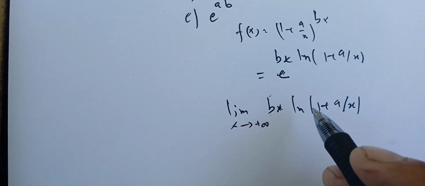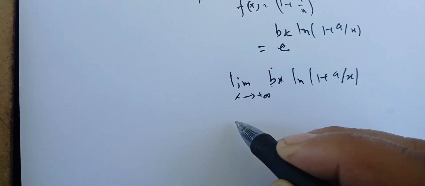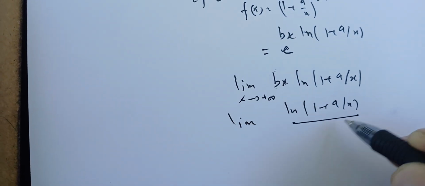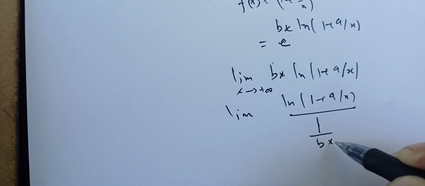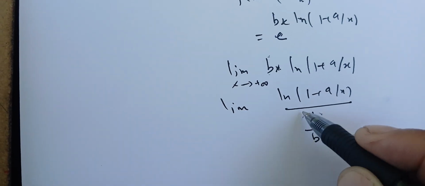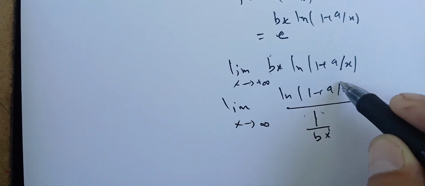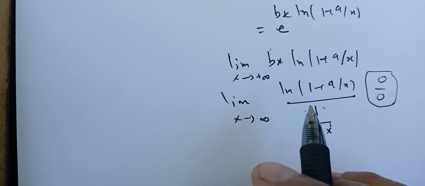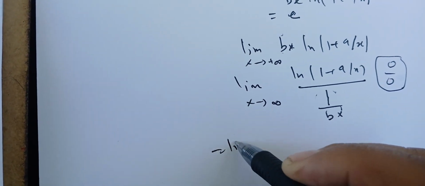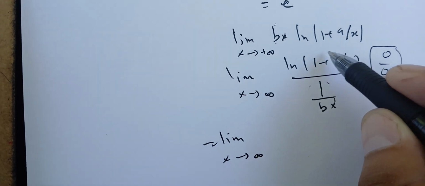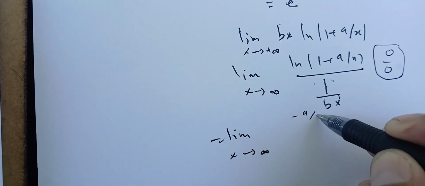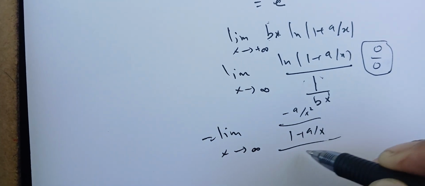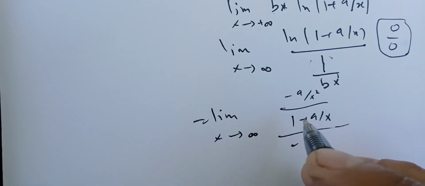We can't conclude. But if we write it this way, ln of 1 plus a over x, over 1 over bx, we have 0 here as x goes to infinity, and we have 0 below. So we have 0 over 0, and now we can use L'Hopital's rule. Now we're going to find the derivative. The derivative of the top is minus a over x squared over 1 plus a over x, and the bottom one is minus 1 over bx squared.